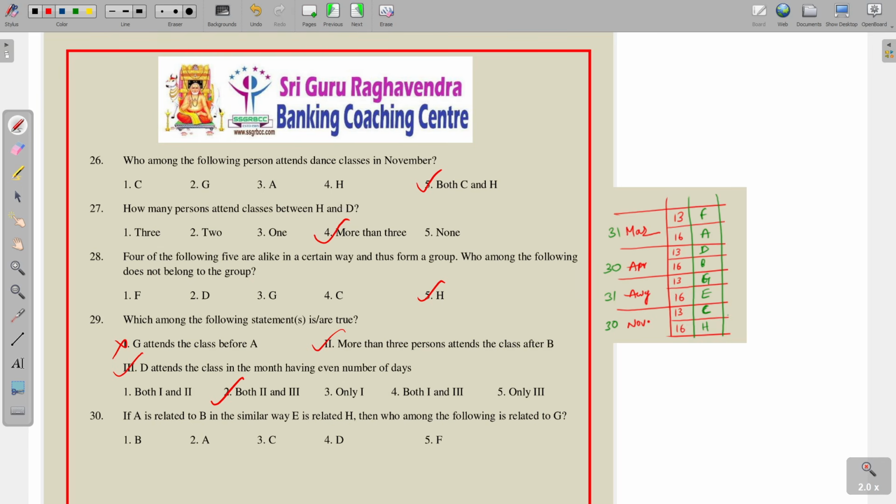Next, if A is related to B, and next E is related to H, then who among the following is related to G? So obviously D is related to C, that is C is the answer.